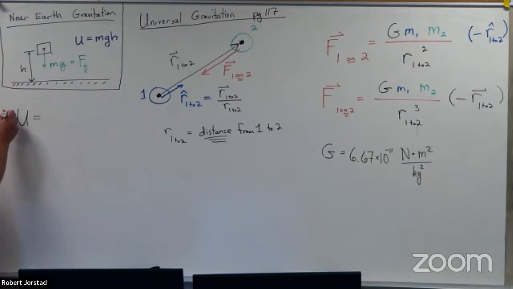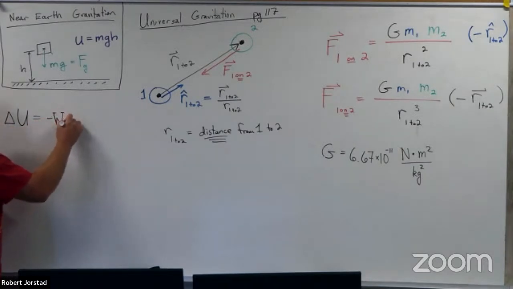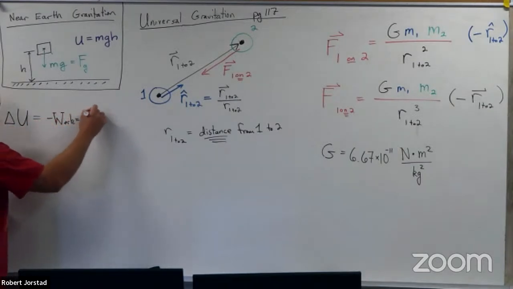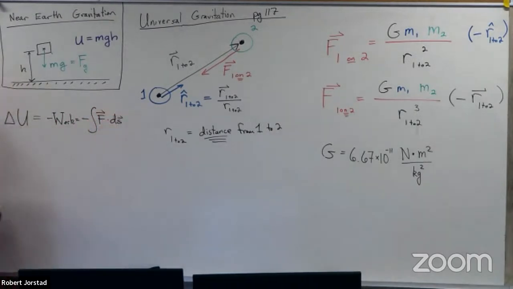In general, just a quick derivation of this. I'm not going to do the whole thing. I'll tell you more later. Potential energy change is negative work, which was minus the integral of force dot ds. Okay?